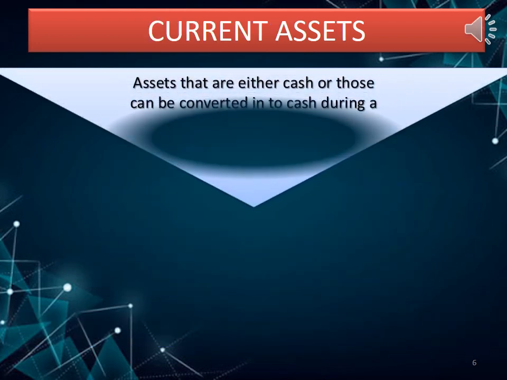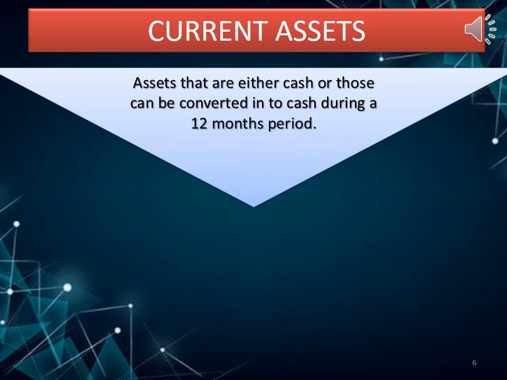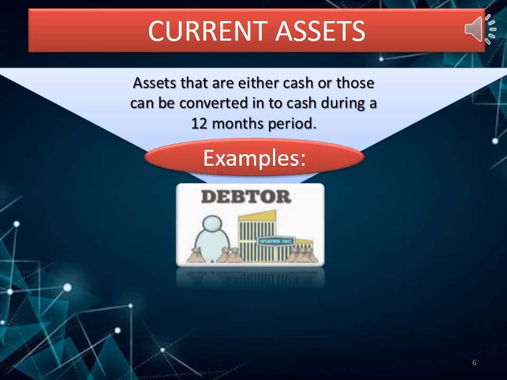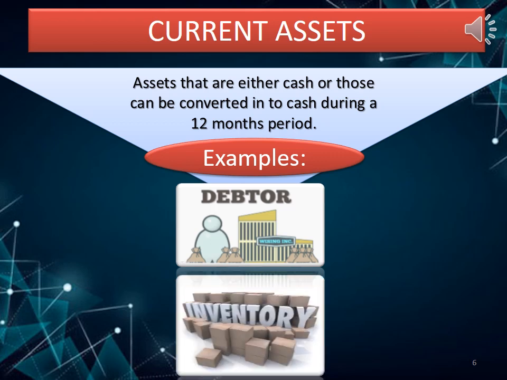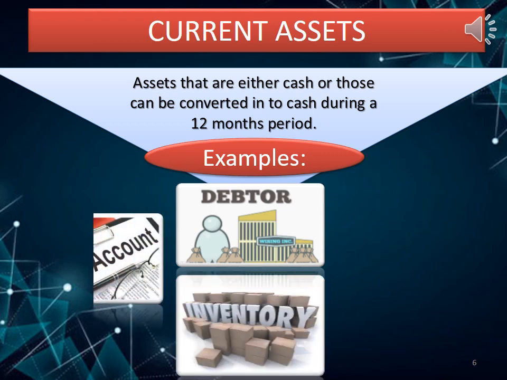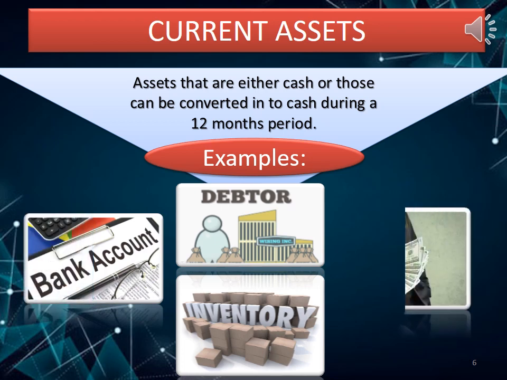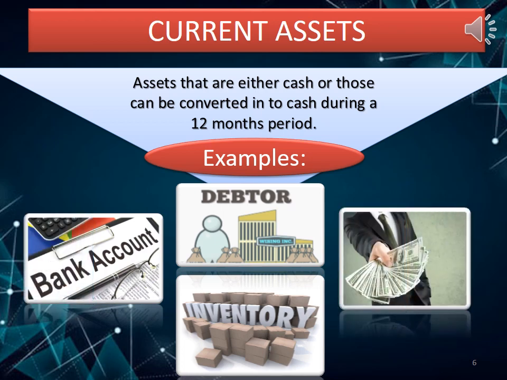Current assets. Current assets are either cash or those that can be converted into cash within a 12 months period, which are short-term in nature. Examples: debtors, also known as accounts receivable, inventory, cash at bank, and cash in hand.